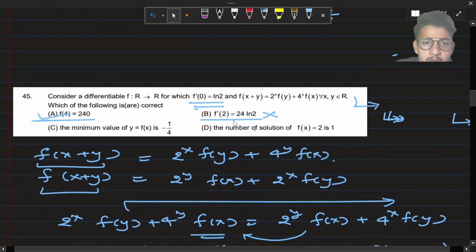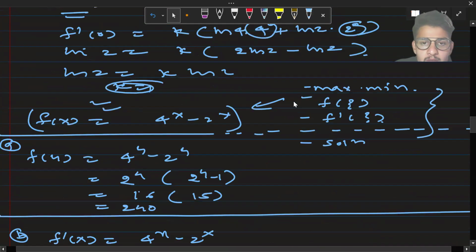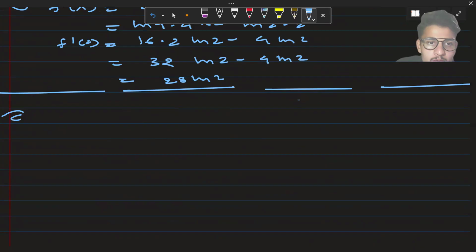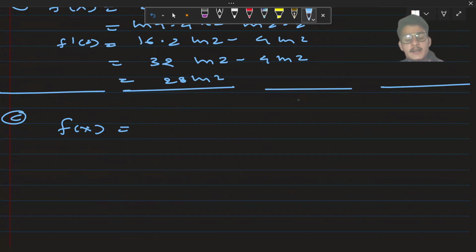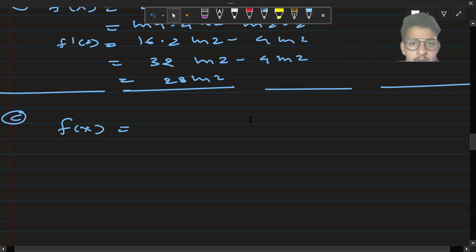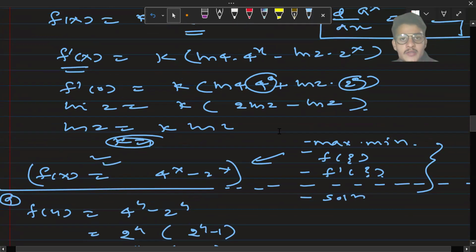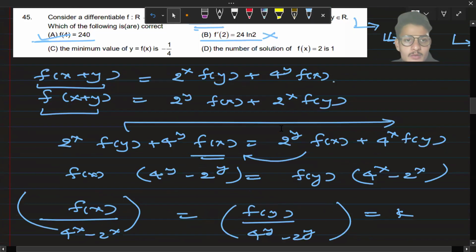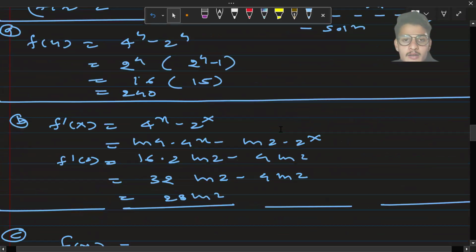Now you will check whether the minimum value of y equal to f(x) is minus 1 by 4. Now the question is more expanded, because advanced questions are expanded. In the mains problem only one concept is asked. Here, four options are there, and every option has a possibility to be correct. It is not a main question where one option is correct, so now you are free. You have to check every possibility. Now they are asking a problem with five concepts. Five chapters are covered in the same problem. Now the minimum value of y equal to f(x).